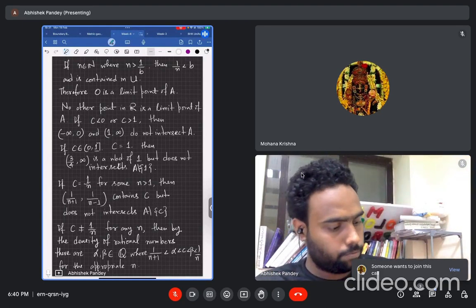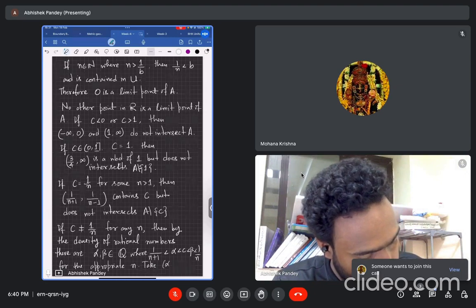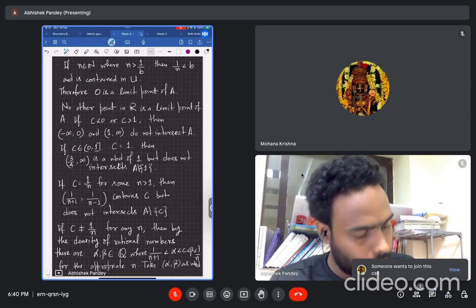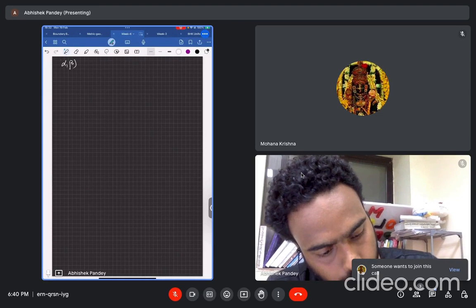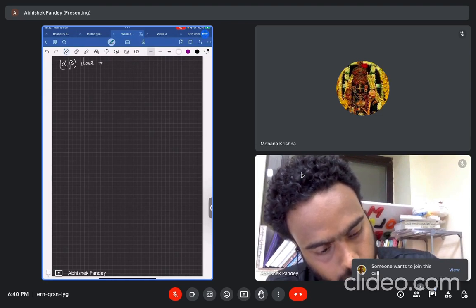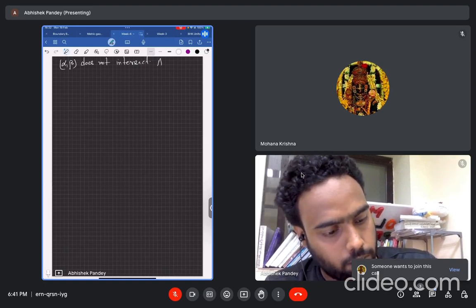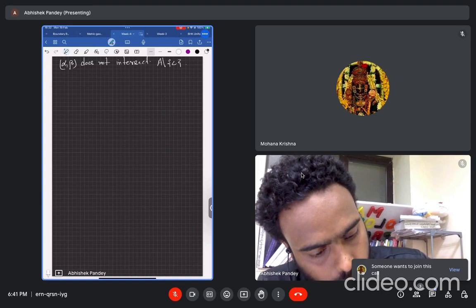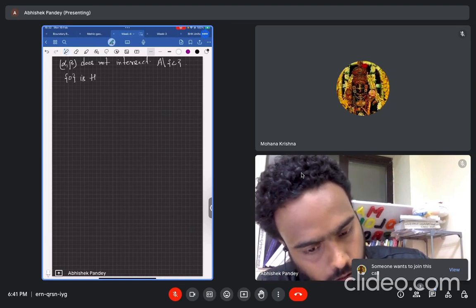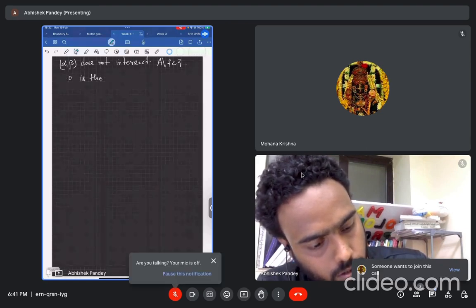Now take the neighborhood (alpha, beta). Again, (alpha, beta) does not intersect A minus c. So 0 is the only limit point.